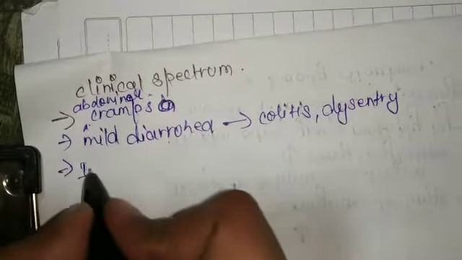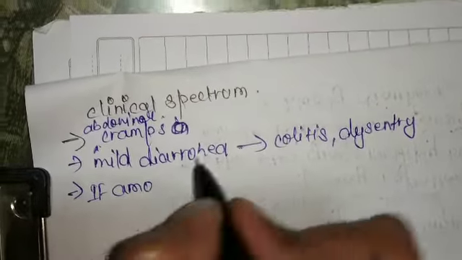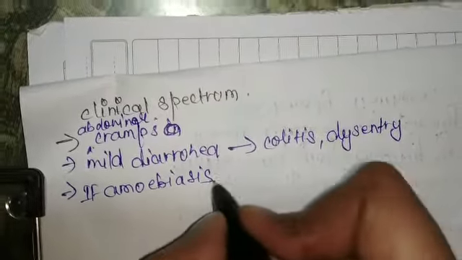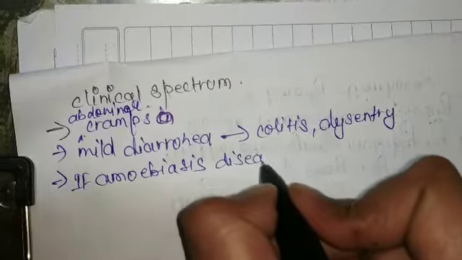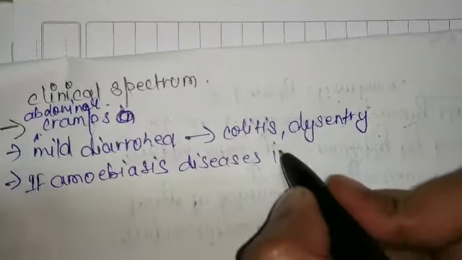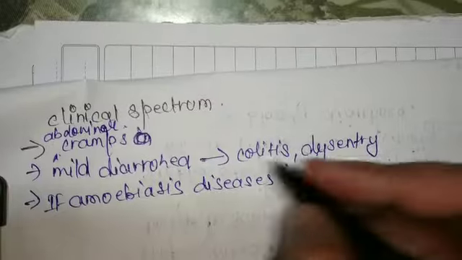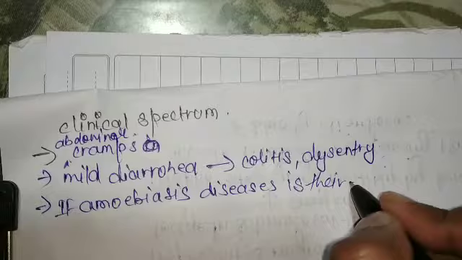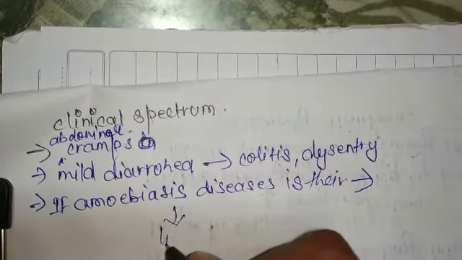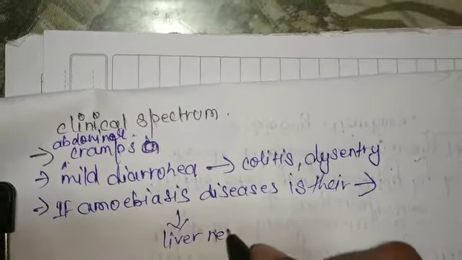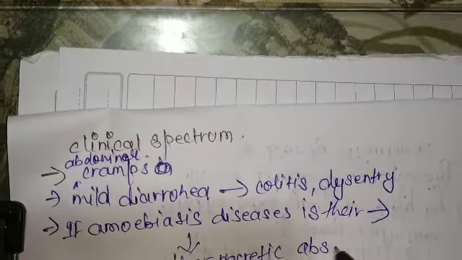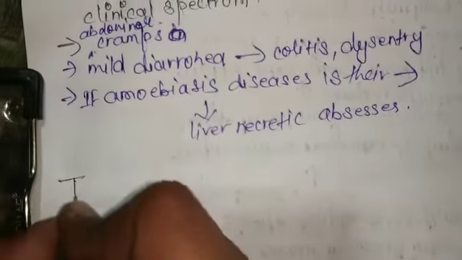If severe amoebiasis disease is there in an individual, there may be liver necrotic abscesses. You can see the necrotic abscesses. Now we'll see treatment.